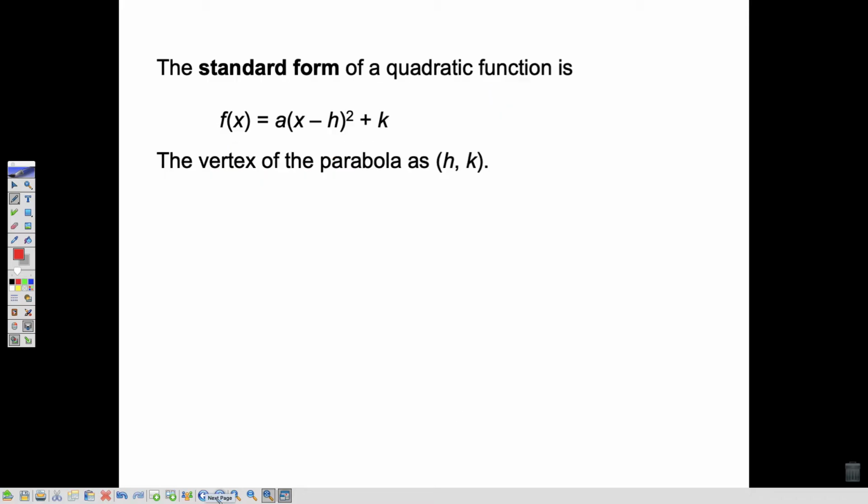So standard form, also known as what form did we call it? Vertex form. And why is it called vertex form? Because you're changing the vertex. What is the vertex? H and K will become your vertex. H and K will be your new vertex.